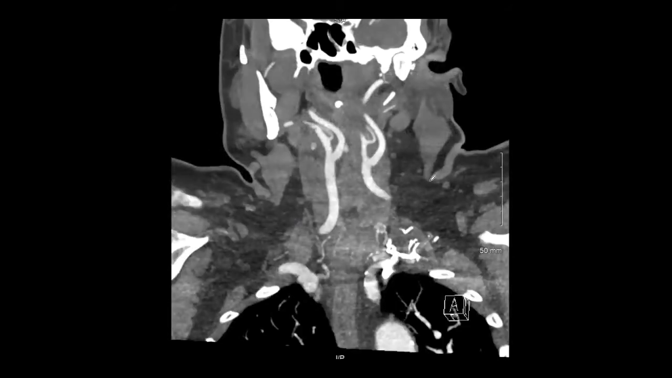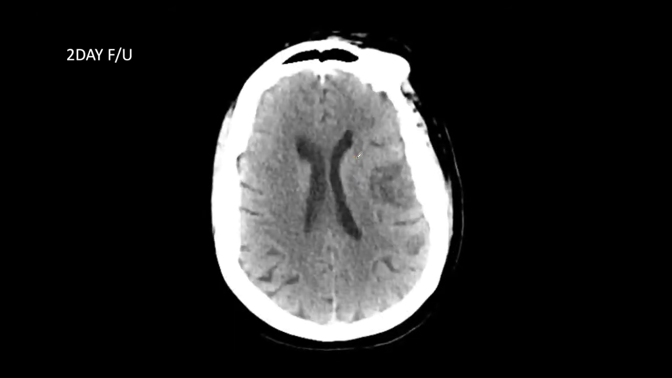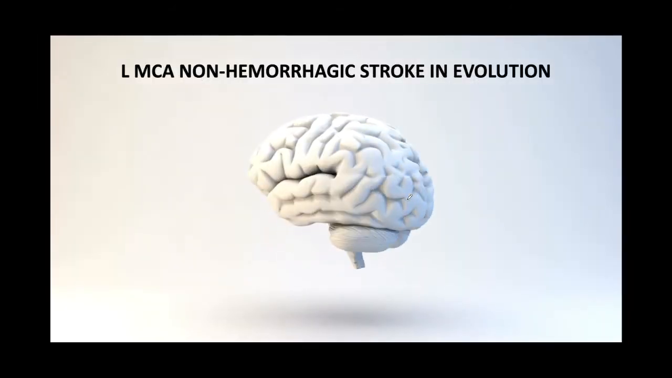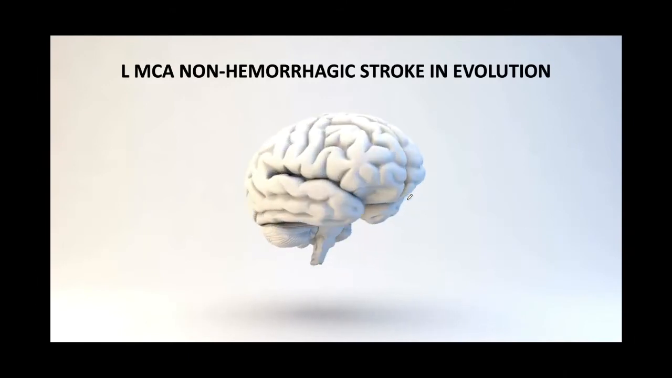And then we always check the CTA part and here the internal carotid arteries. This is just for normal anatomy. They look wide and widely patent, the bulb part. So in 2 days when you got a follow-up, you did a fantastic job. There's no hemorrhage, but you can see how the stroke on my first CT image, we couldn't see anything, but now it's beginning to evolve, and I can see a hypodensity there. So this is a left MCA non-hemorrhagic stroke in evolution.